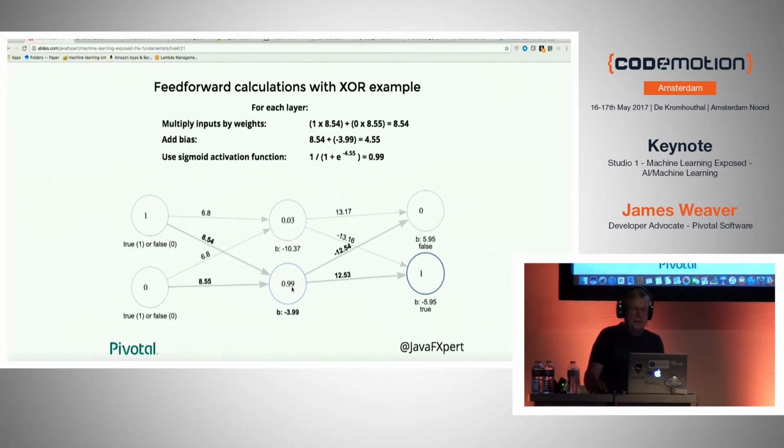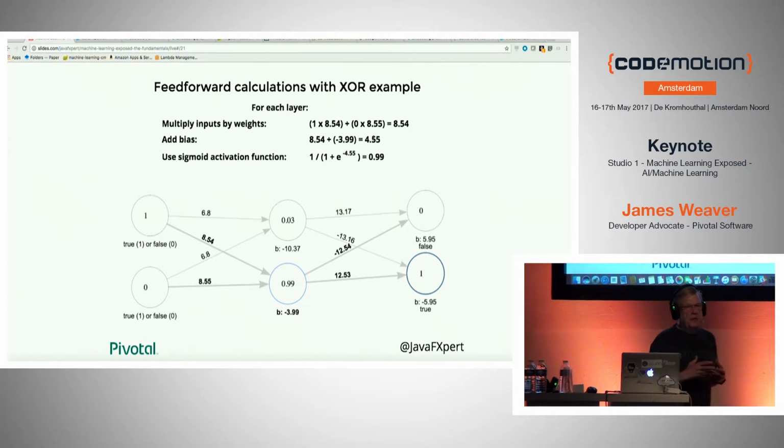Now the bias, these were the weights. The bias is this number here, and it's associated with a neuron. The weights are associated with the edges of that graph, the lines in the graph. So we add the bias, and then we get 4.55.